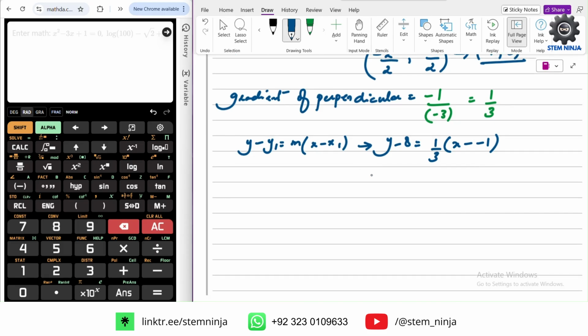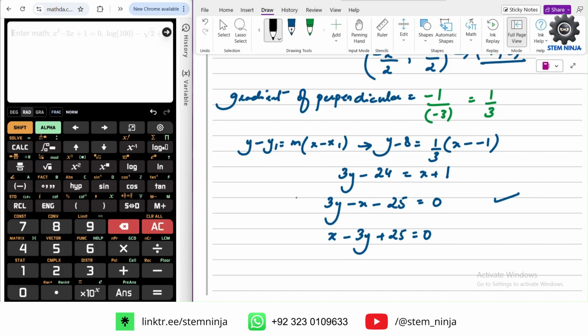3 can be taken on the other side. This can become 3y - 24 equals x + 1. Everything on one side, 3y - x - 25 equal to 0. This is also correct, but since the other side is 0, we can multiply by negative on both sides, making it into x - 3y + 25 equal to 0. So both of these are our final answers. Either one of them can be right.